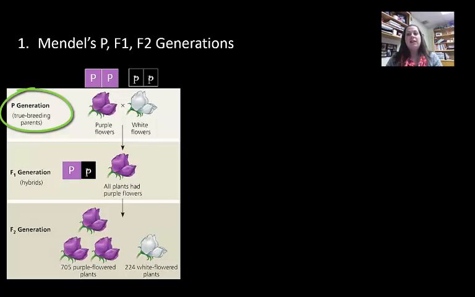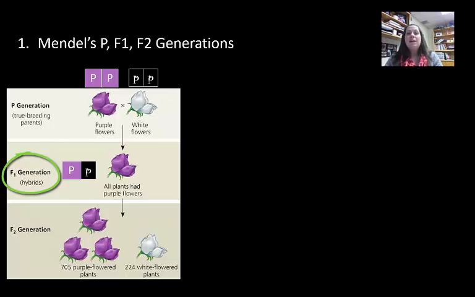So when we look at this, the parent generation, the P generation, are true breeding parents, meaning that they're big P, big P, and little p, little p. They're purebred, which we call homozygous. Homozygous means you get the same thing. So homozygous dominant is the big P. Homozygous recessive is the little p. Now when you cross these in a Punnett square, you're going to see that all of the offspring in the F1 generation are what we call hybrids. They're a combination. They're a big P and a little p. However, they're still purple in color because purple is dominant.